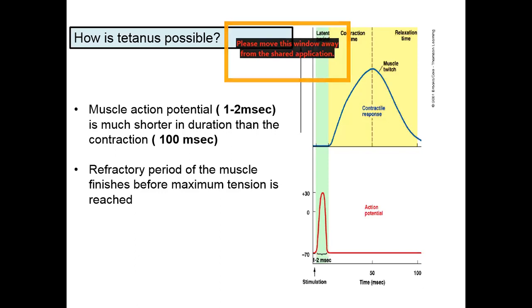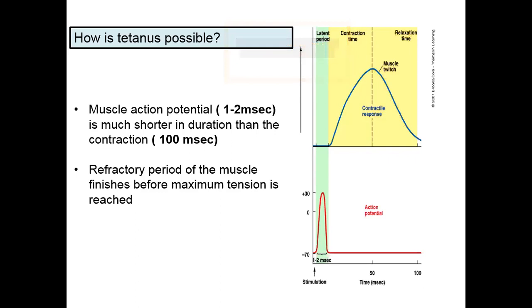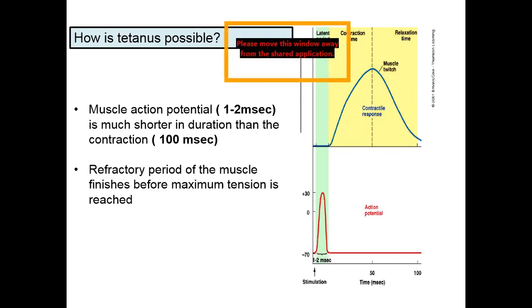So when should I apply multiple stimuli to make sure I get a tetanic contraction? I need to apply the successive stimuli during the contraction period, because that part of the membrane is not in the refractory period. If it is in the refractory period, it is not going to generate another action potential, and there won't be any contraction. So I need to make sure that the membrane is not in the refractory period.